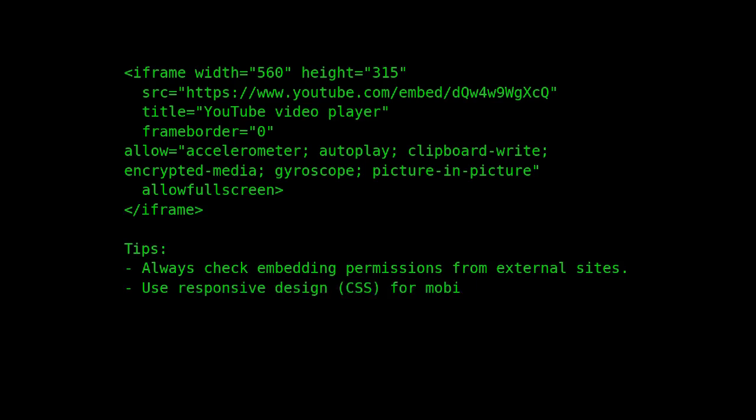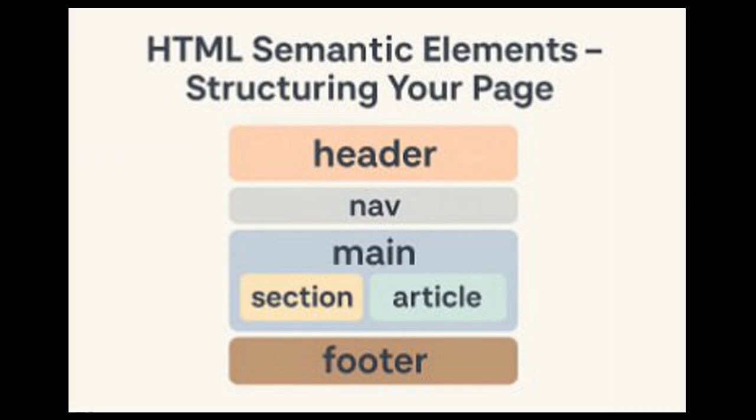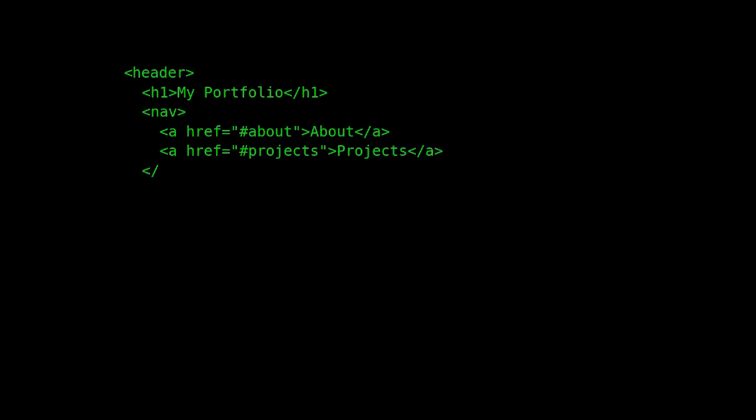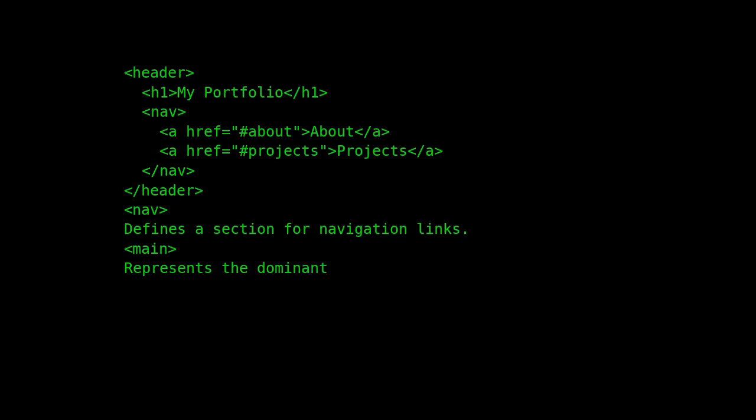Header defines introductory content or navigational links. Example: header, h1 My Portfolio, nav, a href about, a href projects. Nav defines a section for navigation links. Main represents the dominant content of the document. Example: main, article, h2 blog post title, written by Sarah on June 1, 2025, p, this is the content of the article, end article, end main. Article is independent, self-contained content, like a blog post, news, etc.